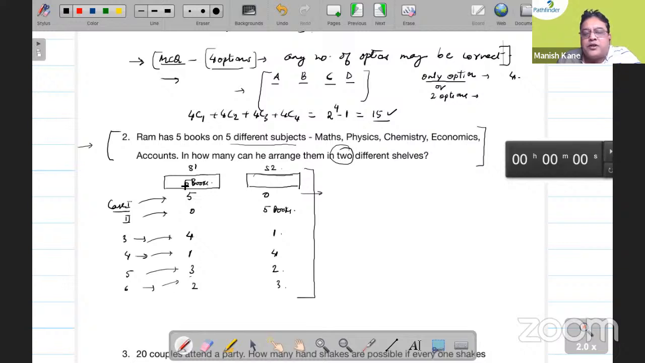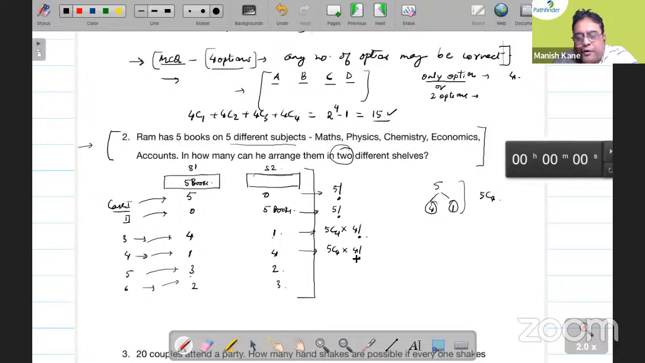So suppose 5 books are to be arranged in shelf 1. So 5 different books in shelf 1 can be arranged in 5P5 or factorial 5 ways. Similarly, 5 books in shelf 2 can be arranged in factorial 5 ways. 4 books in shelf 1 and 1 book in shelf 2. Now, first thing you need to do is, there are 5 books, you need to divide them into 4 parts and 1 part. This can be done in 5C4 ways. So 5C4, you break it up into 4 and 1, into factorial 4. Similarly here, 5C4 into factorial 4. Here you will have 5C3 into 3 factorial into 2 factorial, and lastly 5C3 into 3 factorial into 2 factorial.